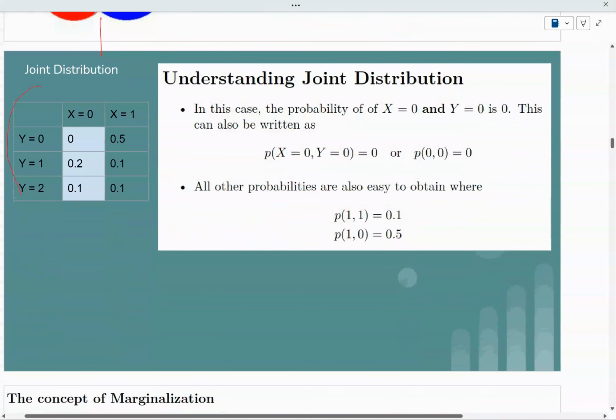So a joint distribution will look something like this. If you want the probability of X equals 0, Y equals 0, then the intersection will be here, right? So that will be the probability. Or if you want the probability of X equals 1, Y equals 1, which would be right here. Or X equals 1, Y equals 0, which would be here.